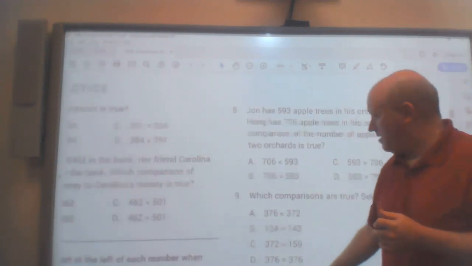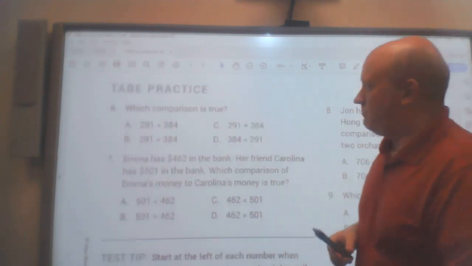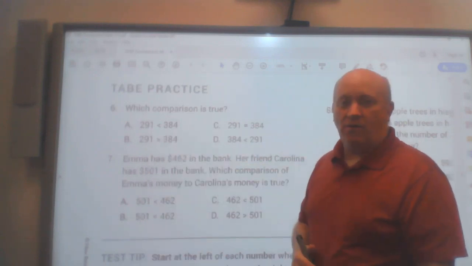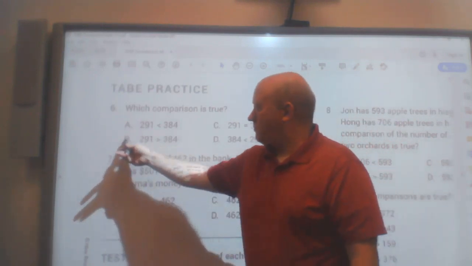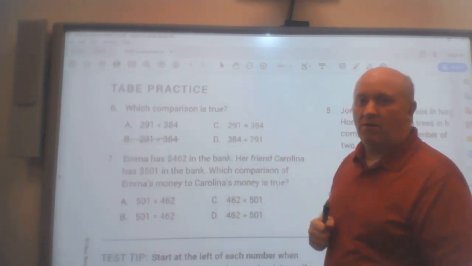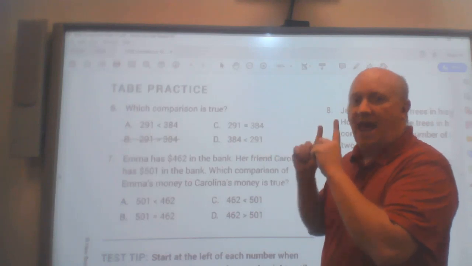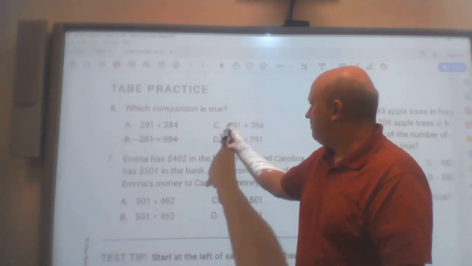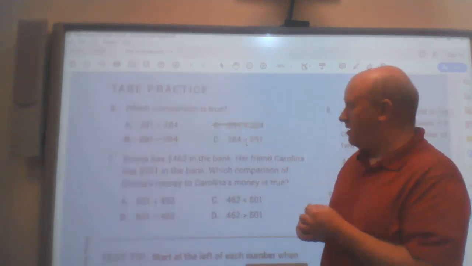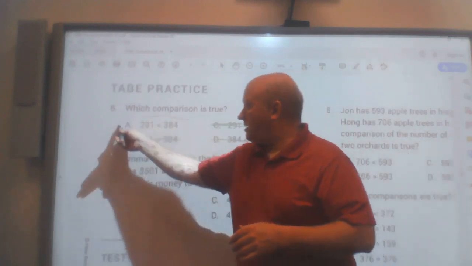Okay, good. Now, which comparison is true? Is 291 greater than 384? Nope. Is 291 the same as 384? Remember, in order for the equal sign, both numbers on each side of the sign have to be identical. Nope. Is 384 less than 291? Nope. So the only answer has to be what?